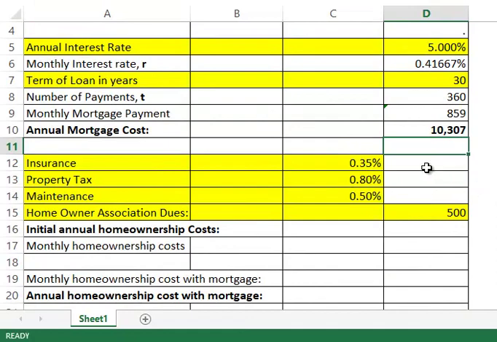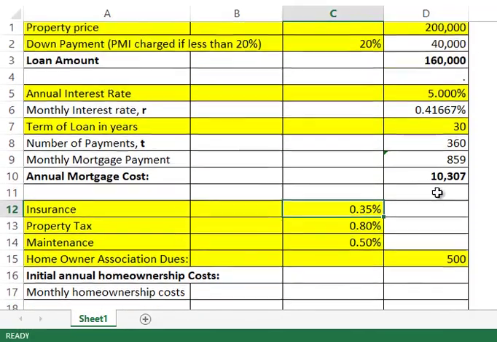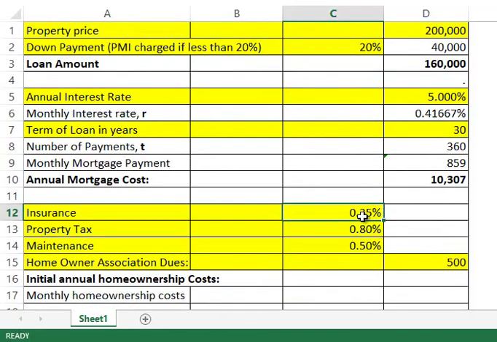But as you might know, owning a house, the cost is a lot more than just paying back the loan to the bank. So for example, we've got insurance, and this can vary. It depends on your location, the house, the insurance company, and your insurance plan. But this seems like a ballpark figure of 0.35% of the property price. It could be more or less than that, but that's about a ballpark figure, so I've just put that in. You can change that if you want to.